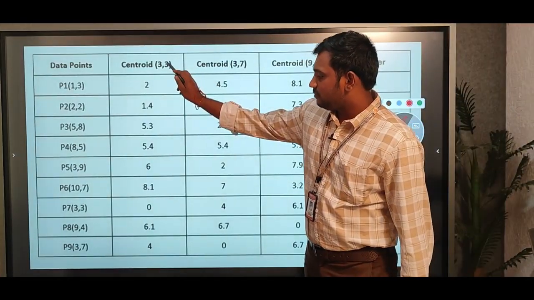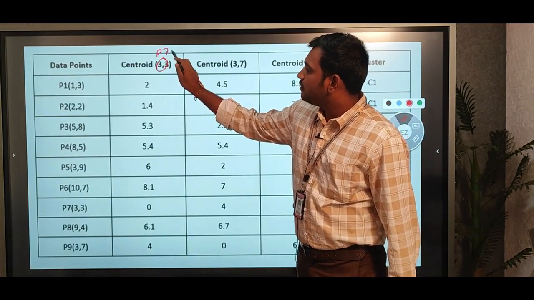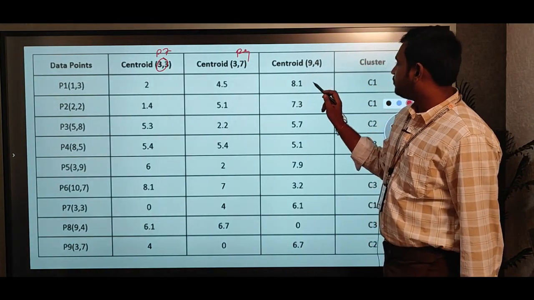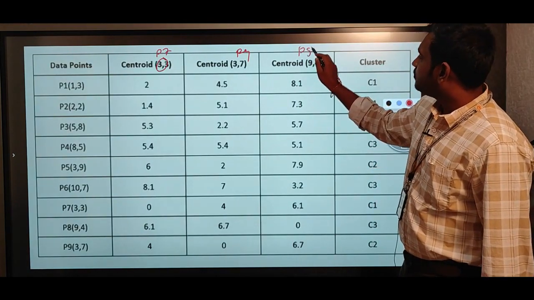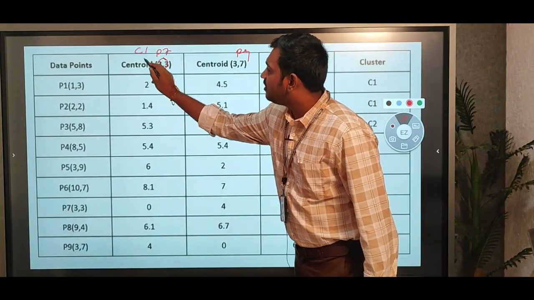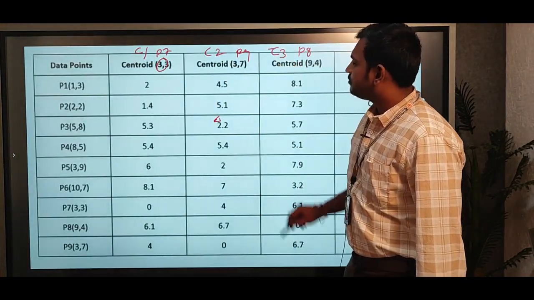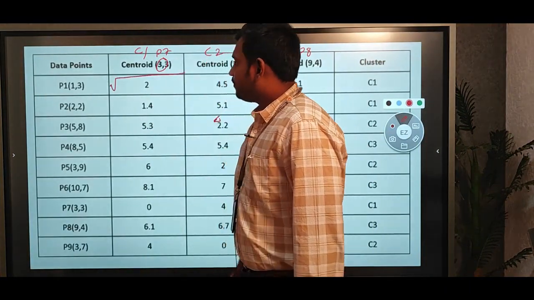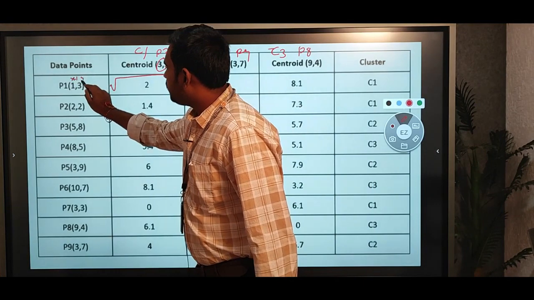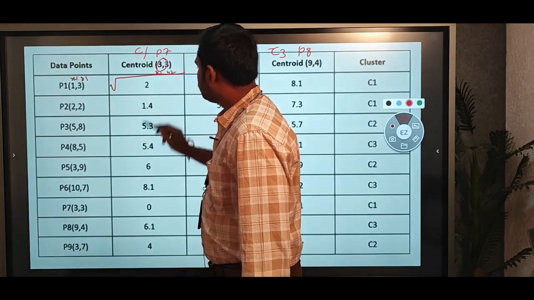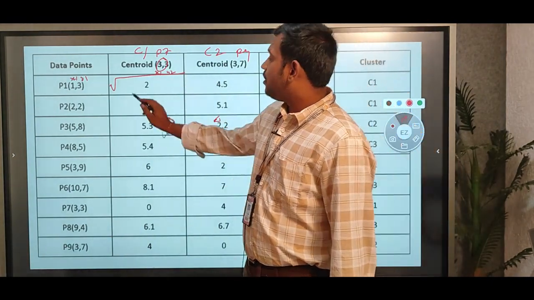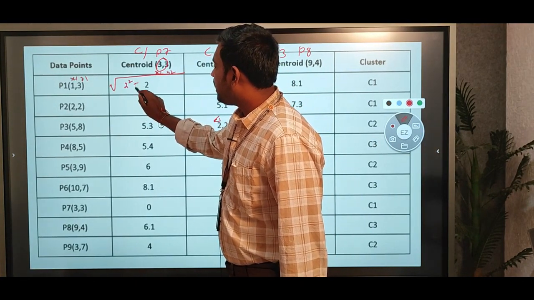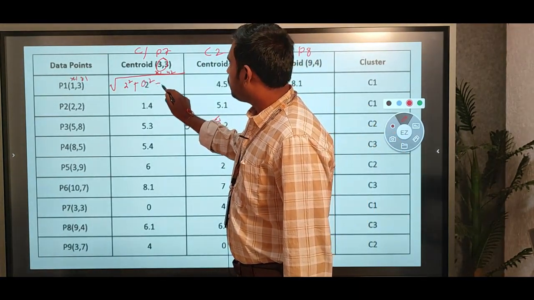So I picked (3,3), this is P7. We already saw that. (3,7) is P9. (9,4), where is (9,4)? P8. So call this C1, this is C2, this is C3. Now by using the Euclidean distance formula, this is x1, y1, and this is x2, y2. If you calculate the Euclidean distance, x2 minus x1 whole square means 3 minus 1 whole square, which is 2 square, plus 3 minus 3 whole square is 0, which equals 2.